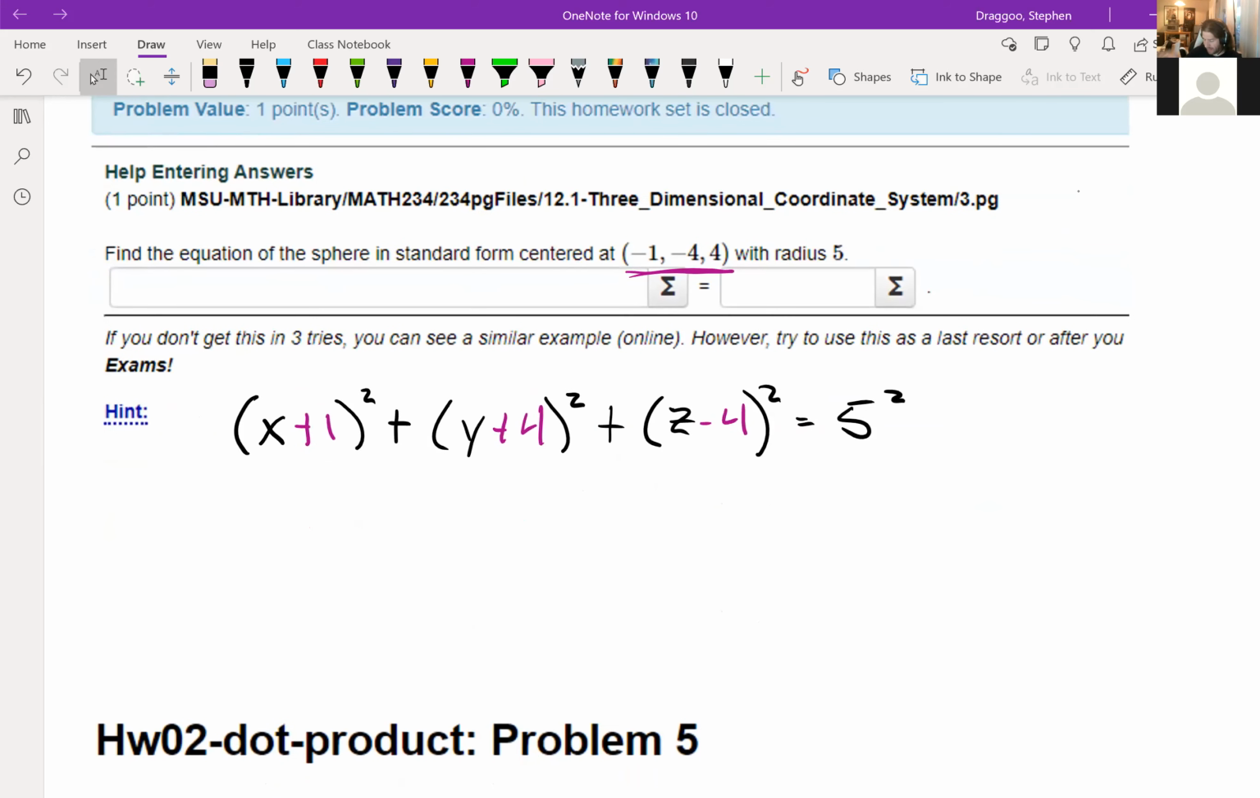But the main point that you're going to want to know about these equations is that we can find the center in the middle of the equation. The center of the sphere is part of the equation if we have it in standard form, like we're looking at here. And the radius is also readily available from this form. That radius of 5 ends up on the right side with that 5 squared.